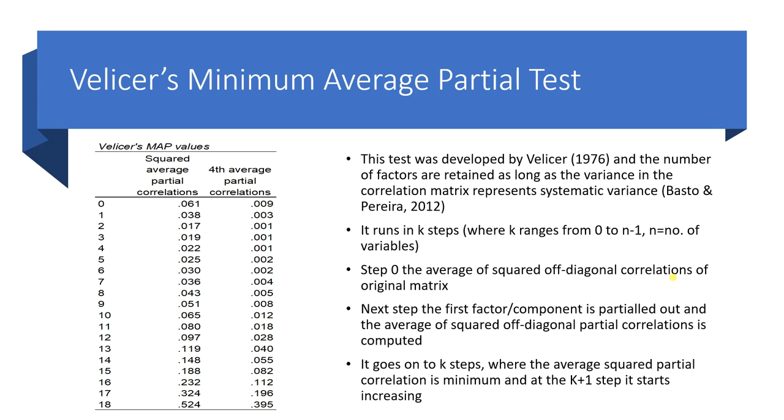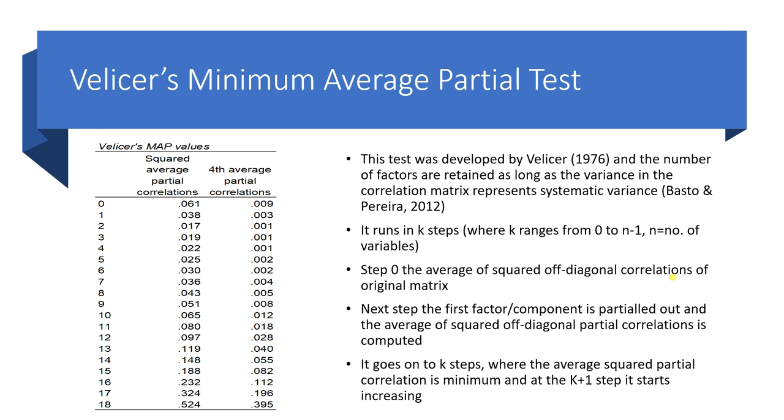At step 0, the mean of the squared correlations of the off diagonal elements. In the correlation matrix, we will leave the diagonal values and all the off diagonal values will be squared and their mean will be calculated. This will be the first value. Then we will extract one component or one factor and then we will partial out. So in step 1, the first component will be partialed out and the partial correlation matrix will be produced, and the average of the squared partial correlation will be computed.